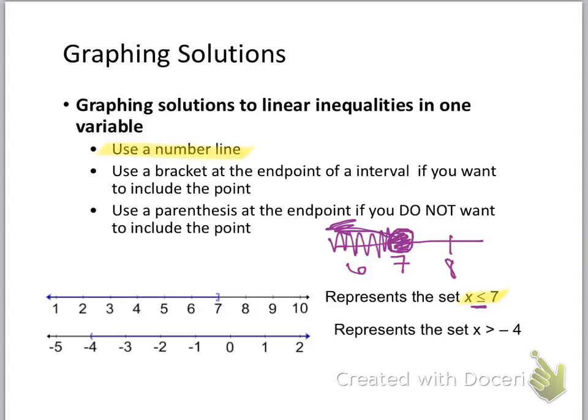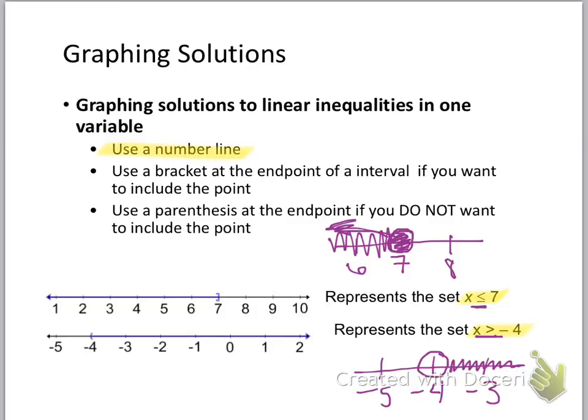Same thing. If you were to graph x is greater than -4, you draw your number line. You've got -4, -5, -3. You would put a circle at -4 and you're shading where it's greater or drawing an arrow where it's greater. You don't fill in the dot because it's not equal to.